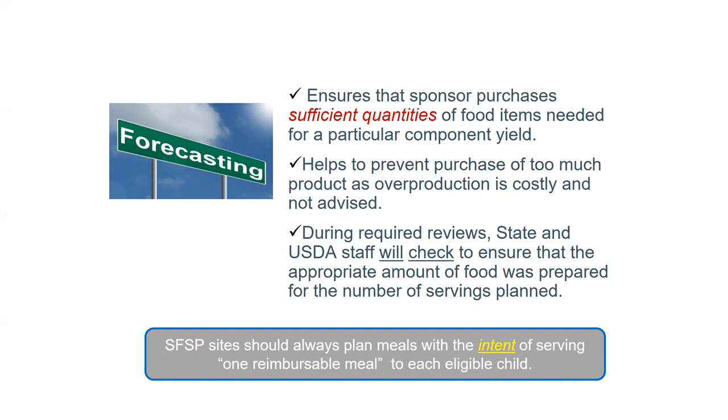Please be aware that during the required administrative reviews, state agency and USDA staff will check to ensure that the appropriate amount of food was prepared for the number of servings that are needed. SFSP sites should always plan meals with the intent of serving one reimbursable meal to each eligible child.